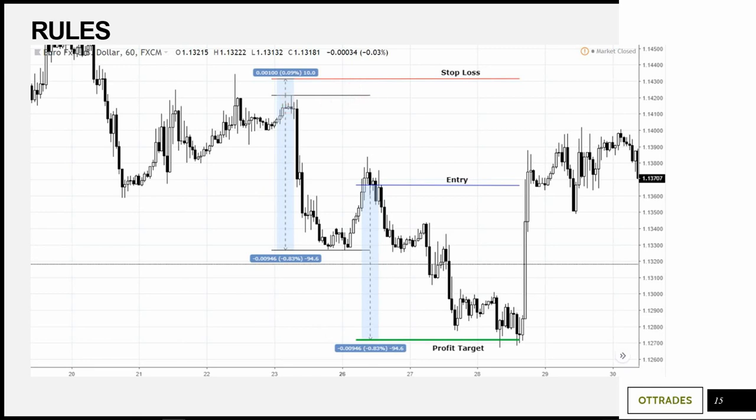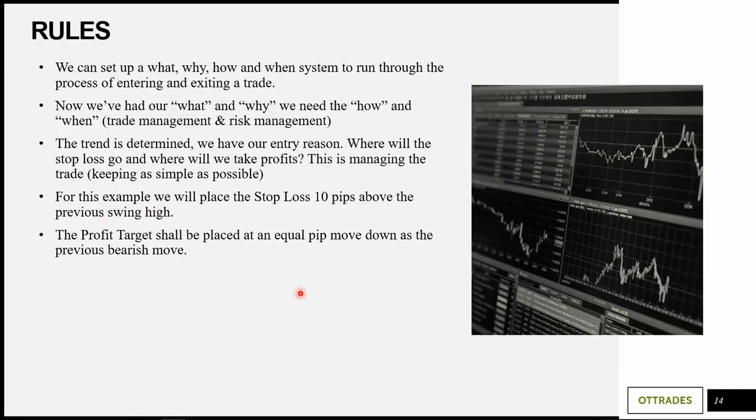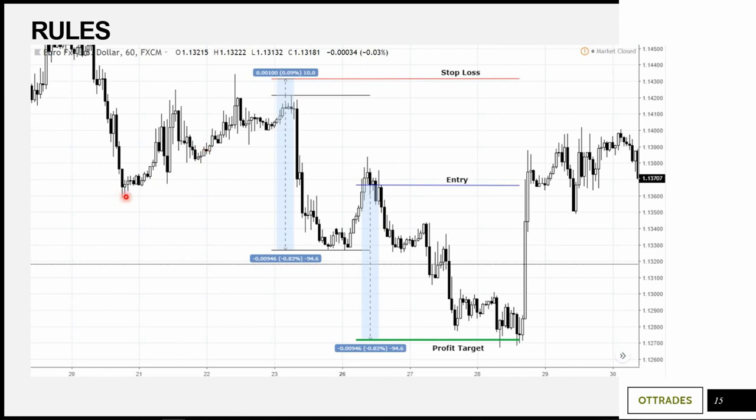Now, I said 10 pips above the previous swing high. Technically this would be a swing high, but like you say here, it's a rejection candle, so we're going to use a previous swing high as this here. Swing high is the highest point in the previous swing. A swing is like a significant price move. So this here would not be classed as a swing, because it's just a little blip, okay?